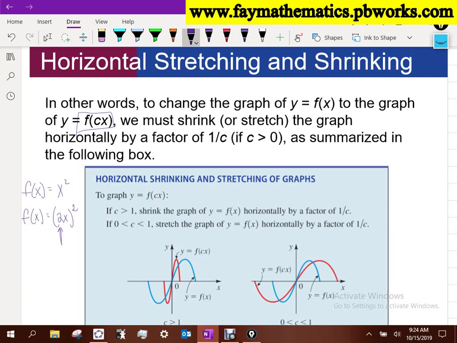I like to look at this parent function here. They're giving me this blue one as the parent function. If I put my hands right there, and obviously I know that point 0, 0 is staying put, and I put my hands on those x's and push my hands together, kind of like an accordion, I'm going to eventually generate that red one, right? If c is between 0 and 1, then I put my hands on those x's and pull my hands away from one another, and it's going to stretch that graph out.